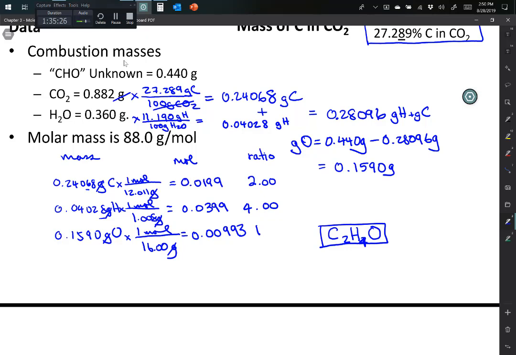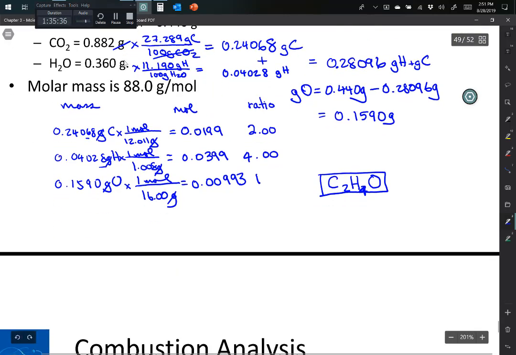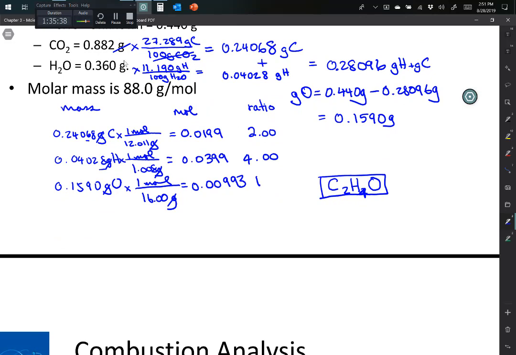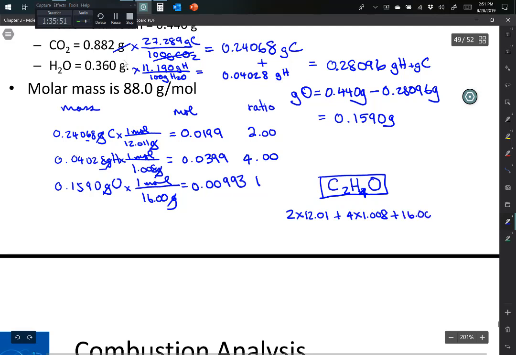Let's do something really quick, because it gives you the molar mass, and so we can actually do the molecular formula. How much does C2H4O weigh? What's its molar mass? So we're going to get its molar mass. It's going to be 2 times 12.01 plus 4 times 1.008 plus 16.00. And what do you get when you do that calculation?